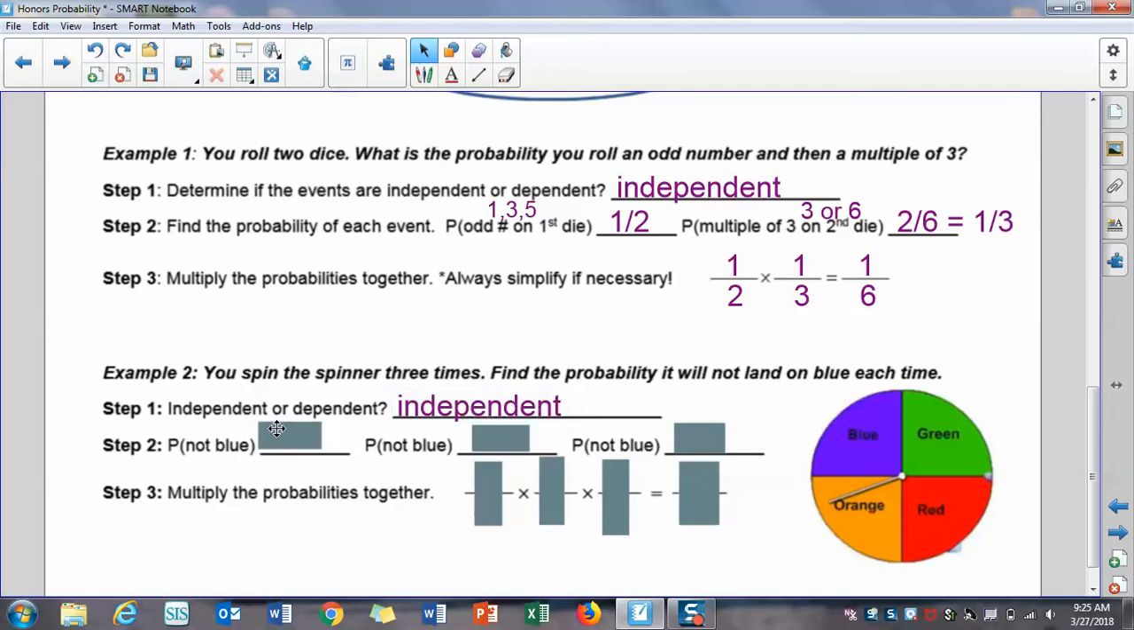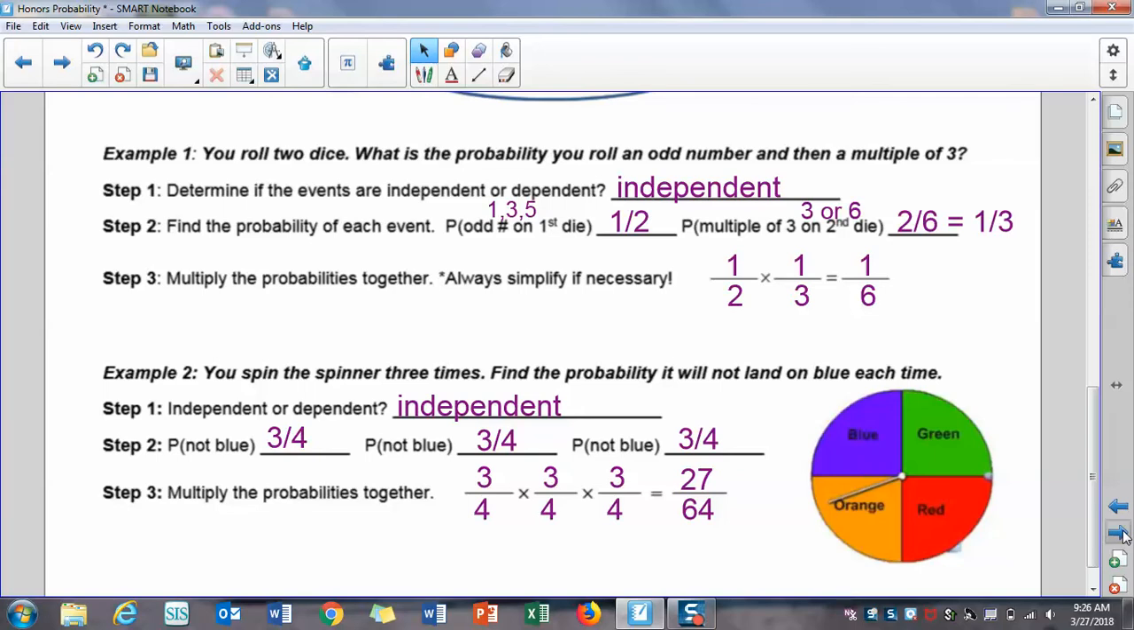So writing the fraction of probability for not blue for the first time, 3 sections aren't blue, so that's 3 out of 4. Again, same thing, probability for not landing on blue, since independent, is going to be 3/4 again, and 3/4 again. So we're going to multiply 3/4 times 3/4 times 3/4 to get an answer of 27/64.